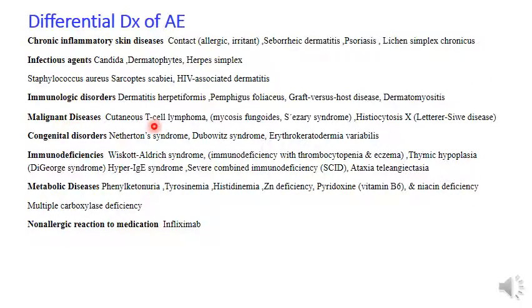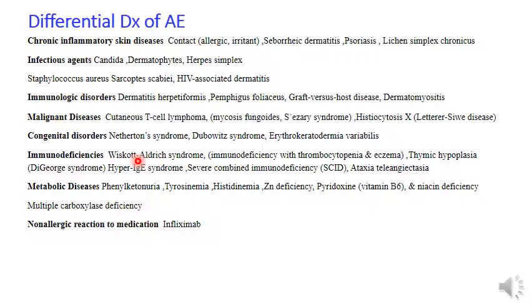Malignant diseases like cutaneous T-cell lymphoma, mycosis fungoides, Sézary syndrome, histiocytosis X. All of them, I will show you a picture about these conditions. Congenital disorders like Netherton syndrome, Dubowitz syndrome, and erythrokeratodermia variabilis. All of them are rare conditions.